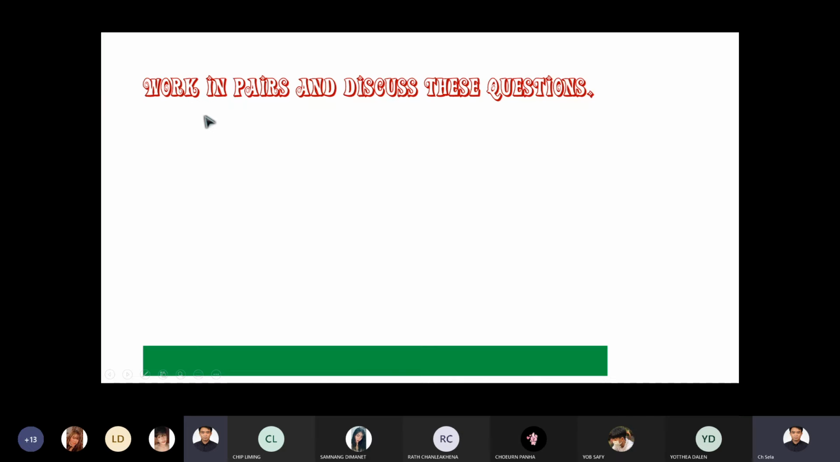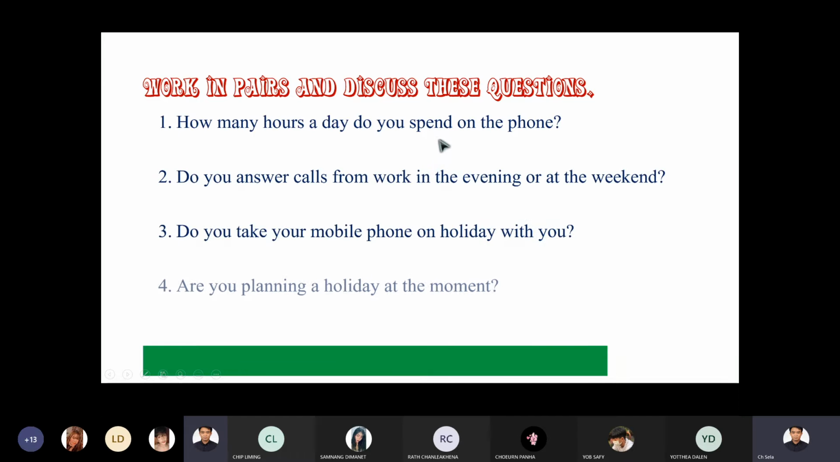What page is it here? Work in pairs and discuss these questions. So there are 4 questions. What page is it? Do you have a textbook with you right now?